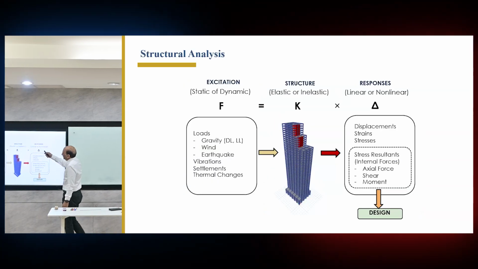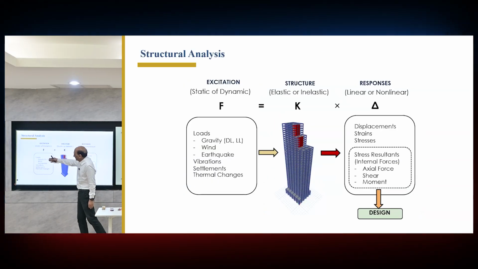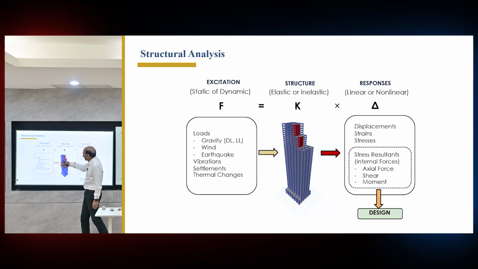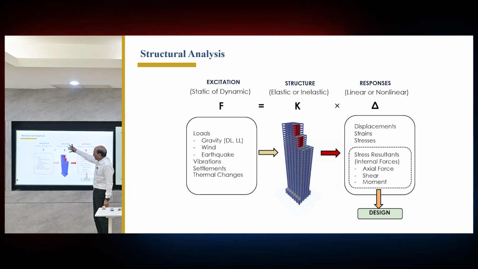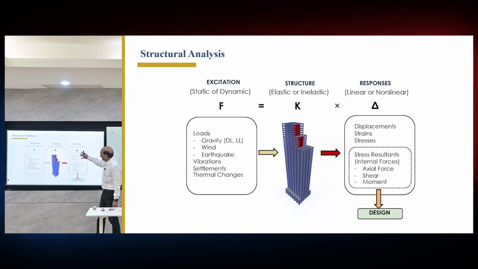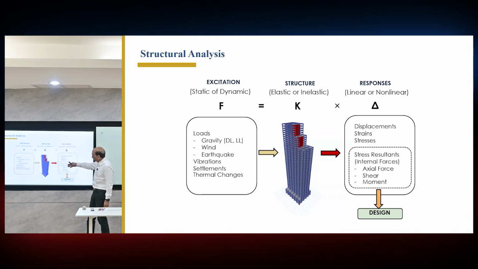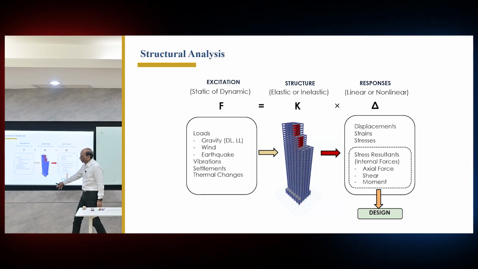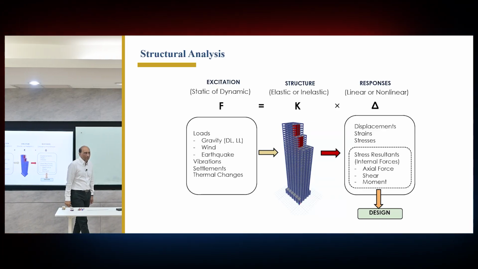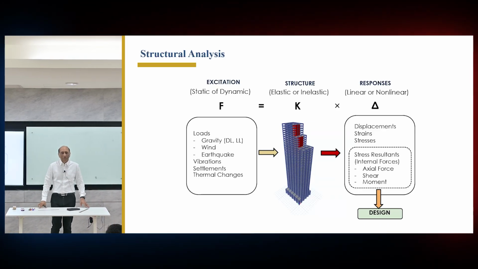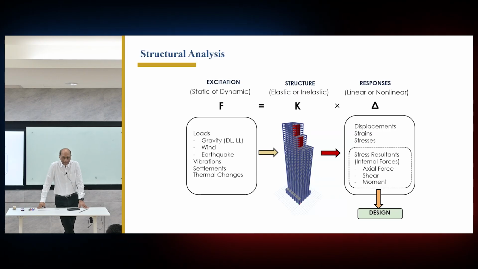So coming back to this one, excitation is loads: gravity, wind, earthquake, vibration, settlement, temperature changes. We apply them to the structure, which is K, that is F equals K delta. This gives delta, displacement, strain, stresses, stress resultants, internal forces, axial force, shear, moment. Then we go to design, and then go back if needed. So that's the full story of what we are doing.